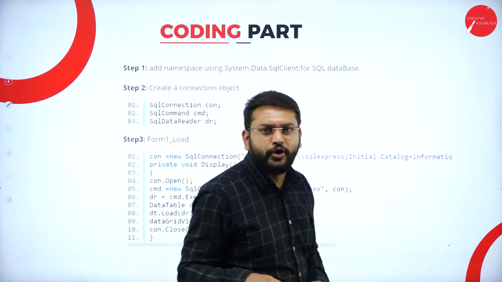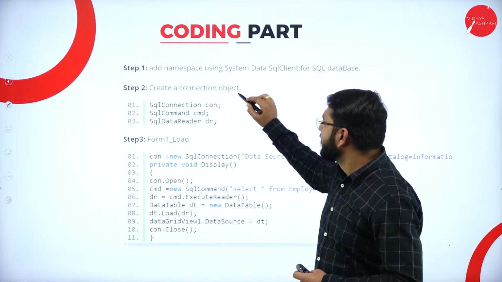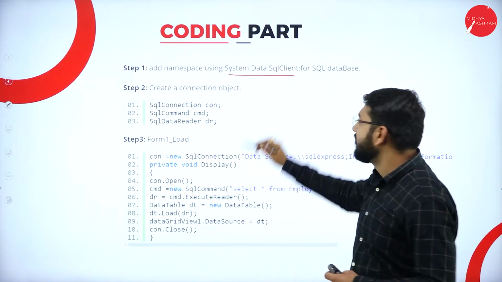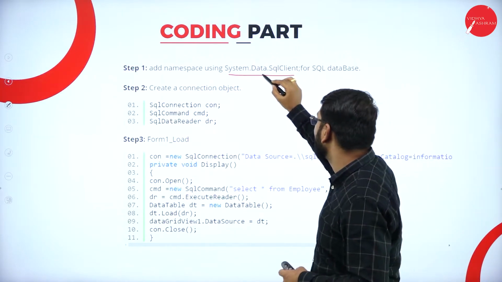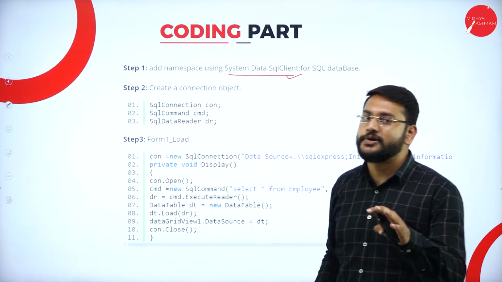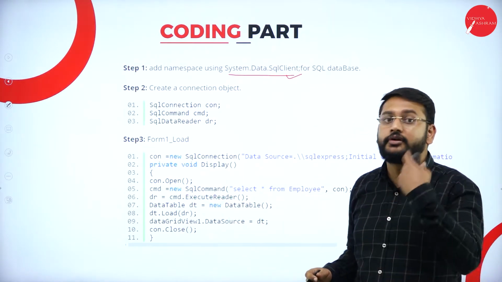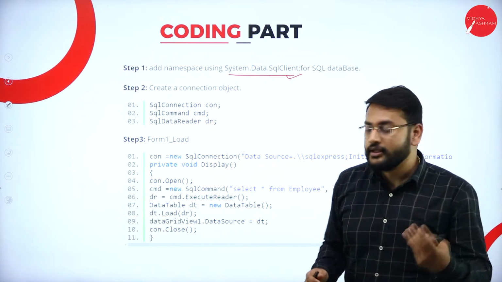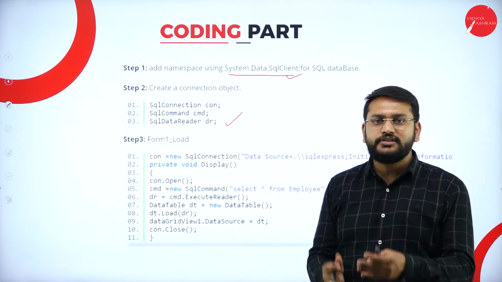When it comes to the coding part, what do I have to write? So guys, it's very important that you start with the namespace System.Data.SqlClient. This is the very important namespace that you have to have. After having the namespace in your coding, you have to create the objects for these three things.